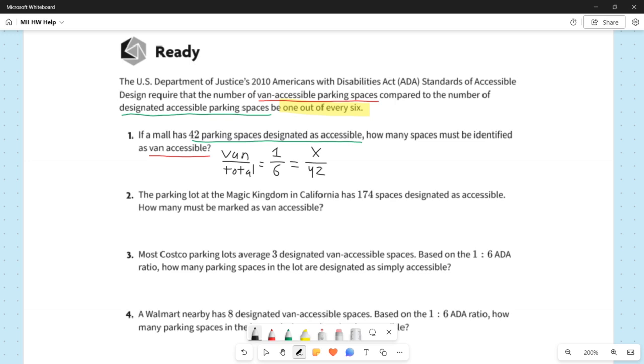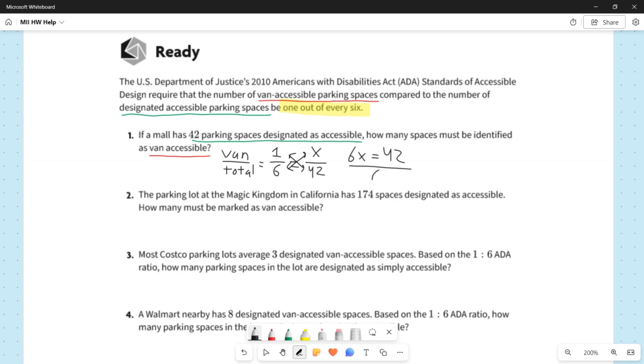One way that you can always solve a proportion is by using cross multiplication. So if we're going to solve this using cross multiplication, it means that we're basically going to get rid of our fractions and we're going to take the numerator of one of our ratios and multiply it by the denominator of the other ratio. So for example, that means we could do 6 times x, giving us 6x. And then that's going to equal the product of my other numerator times my other denominator, which is 1 times 42, which is simply 42.